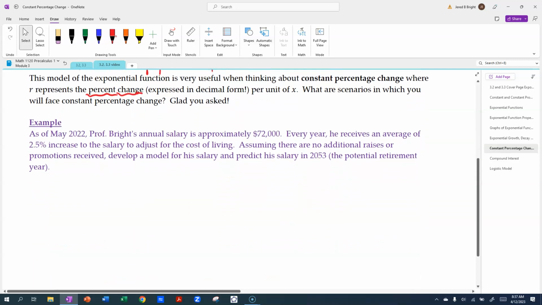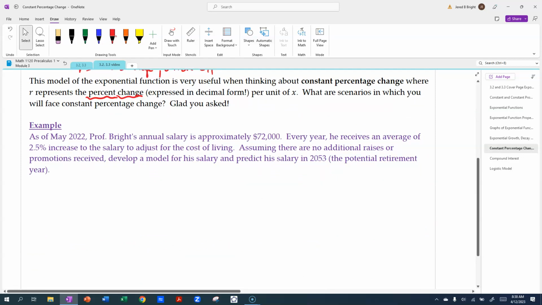A scenario where this comes up is in wages, and I'll be transparent. My salary for this year, at the time of this recording in April of 2023, was approximately $72,000, and historically, I've always received about a 2.5% increase to the salary, just to cover the cost of living. Assuming there are no additional raises or promotions, we want to develop a model for this salary and then predict what it would be in 2053, which is when I would turn 65 and potentially retire. I may retire before then. Depends on how life happens.